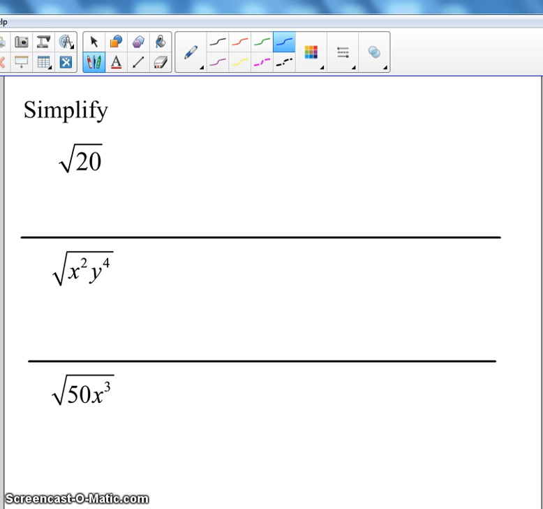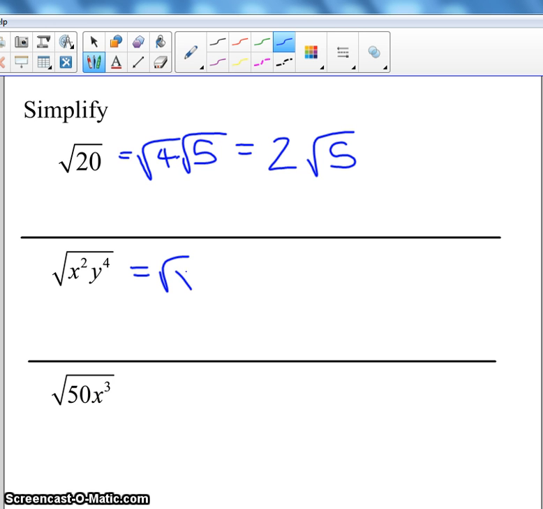Here's a couple more examples. Factors of 20 that are perfect squares. Factors of 20 are 4 and 5, and that allows me to rewrite the square root of 20 as 2 times the radical 5. So we talked about if you have a variable, you want to divide each power by 2. So what we have here, the square root of x squared times the square root of y to the fourth, dividing each power by 2 gives me x, y to the second.